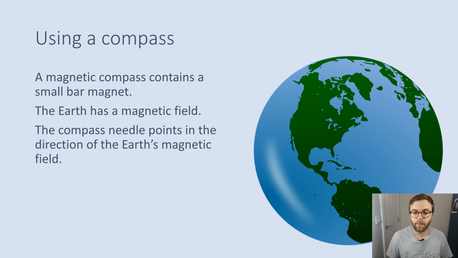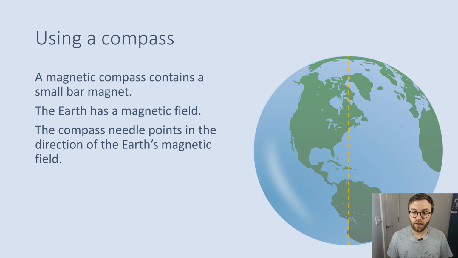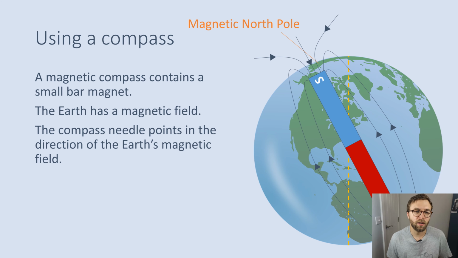And then finally, there's a small link to compasses. A magnetic compass contains a small bar magnet, and the Earth itself has a magnetic field. So a compass needle always moves around because it's pointing in the direction of the Earth's magnetic field. It's always trying to align itself with the Earth's magnetic field, which will therefore always point you towards the magnetic north pole.